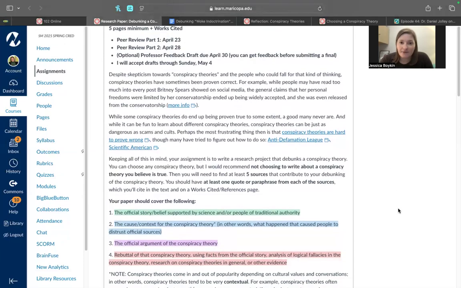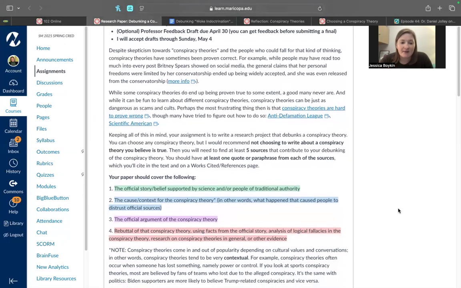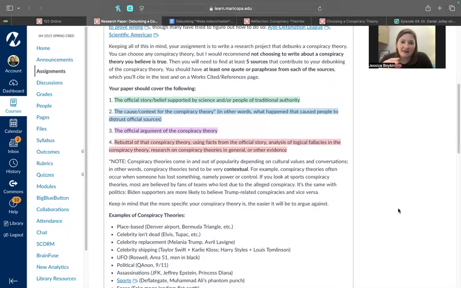So I have a lot of information on here about the assignment itself, but I want to skip forward a little bit. Like I said, you're going to have 5 sources. 2 of those sources need to be primary sources. A primary source is when you do an interview with someone, you're talking directly to the source. So that directness is the primary part of a primary source. Primary sources can include interviews. This could be government documents. It could be something that you found on social media that's directly from somebody who believes in a conspiracy theory.